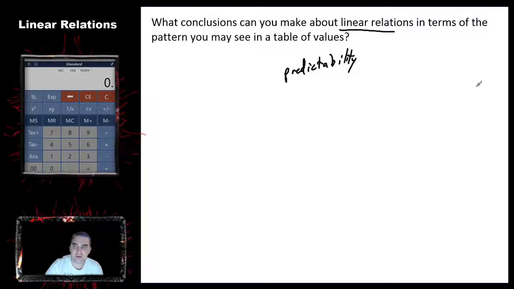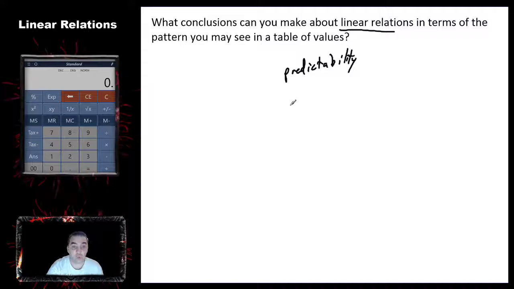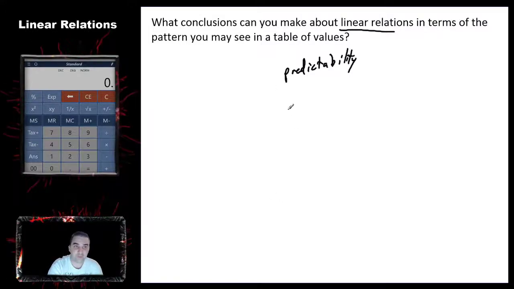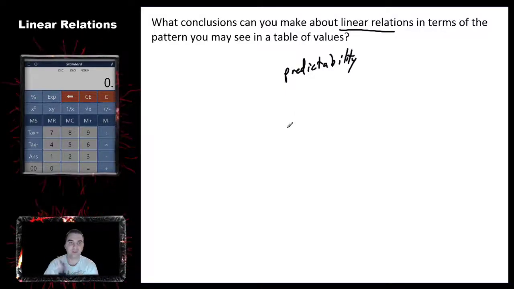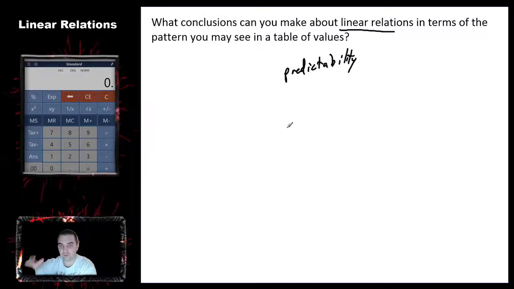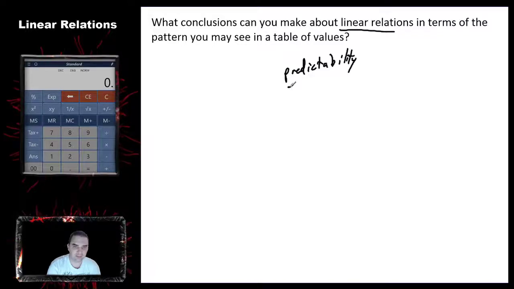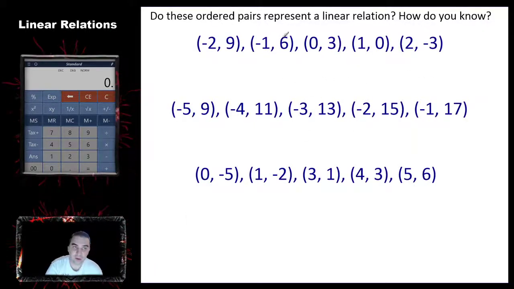So there's some predictability there. What else? What conclusions can you make? You know what the increase is, you know what the decrease is, and you know that they have a relationship that is unchanging. It's always going to be the same. When this increases by this amount, the other one will increase or decrease by this amount. And that's where that predictability comes in. Linear relationships are nice and easy.